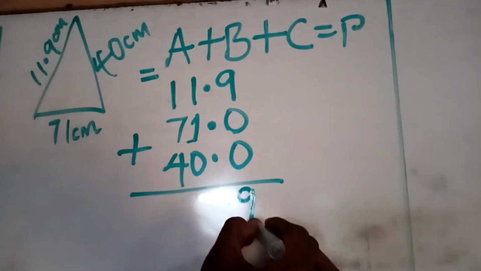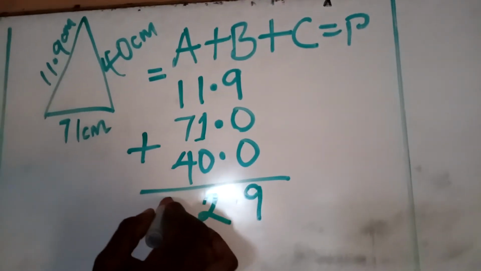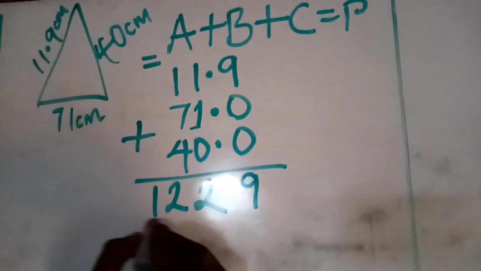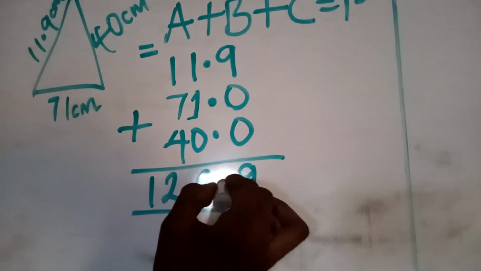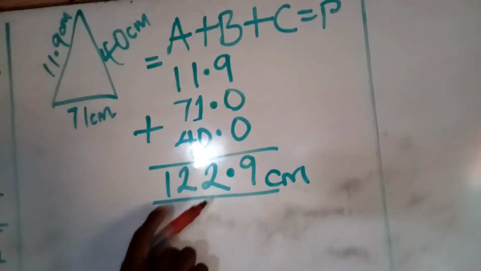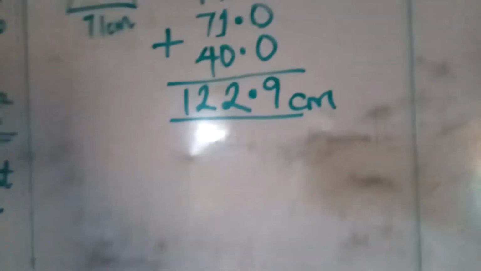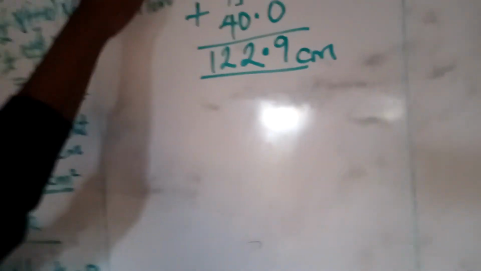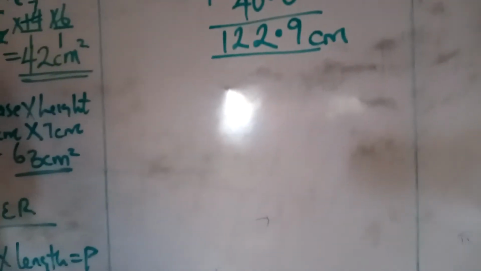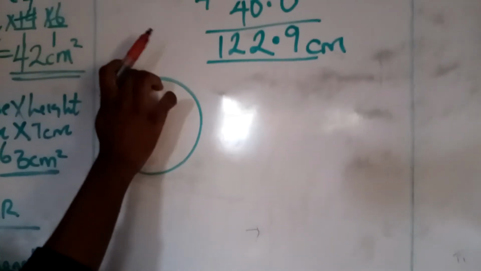Here we have 9, here we have 2, here we have 12. Then we put our decimal point here. So this is 122.9 centimeters, the perimeter of this triangle. Now, let's go to the circumference of a circle.